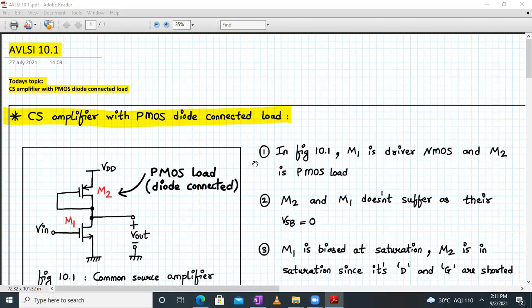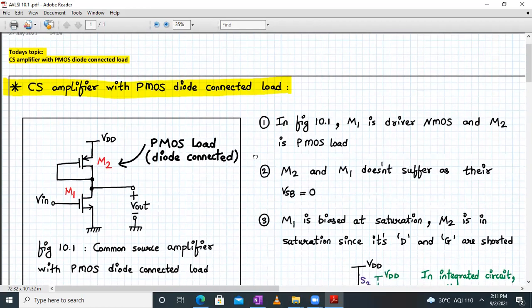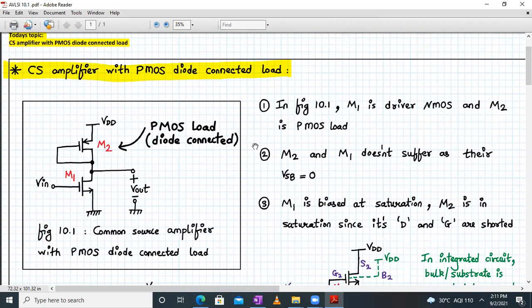In today's session, we are going to cover the common source integrated circuit amplifier with PMOS diode connected load. In the last lecture, lecture number 9, we have seen that using an NMOS diode connected load, we have a body effect, and that brings out some non-linearity in the gain expression. So to avoid that non-linearity, we go for a PMOS diode connected load.